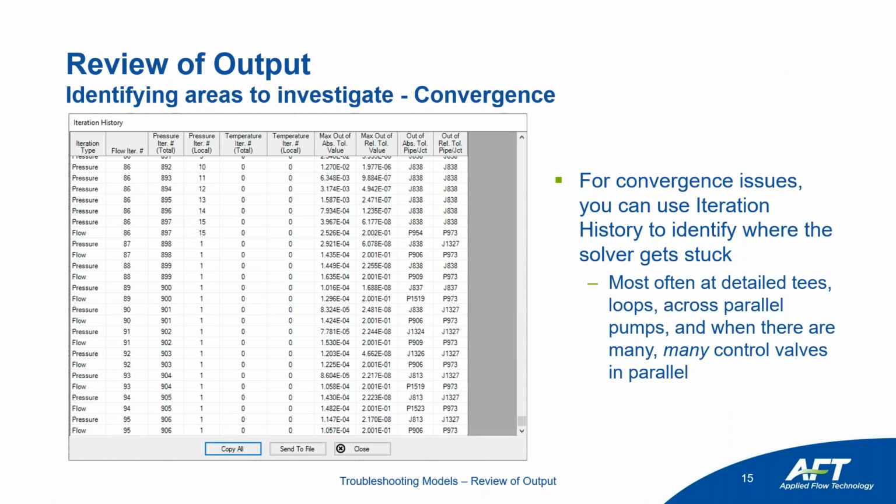So most often this iteration history will indicate areas where detailed loops or detailed Ts are running into problems, where there's loops, or if there's multiple parallel pumps that are trying to fight each other. And then especially when there's many different control valves in parallel, which might be more of an indication that someone's trying to overspecify the system, or you may have that many control valves in your actual system and you just need to figure out how you can make your model run with that in mind.